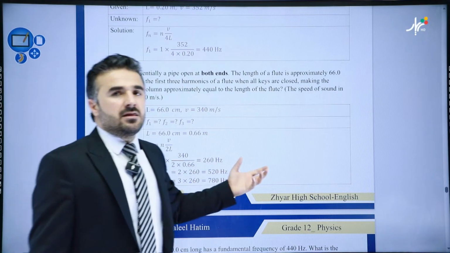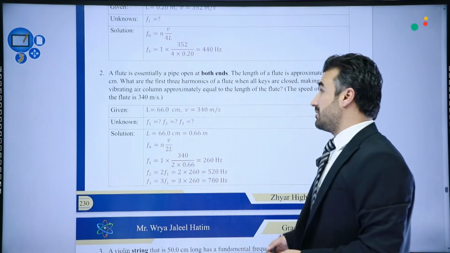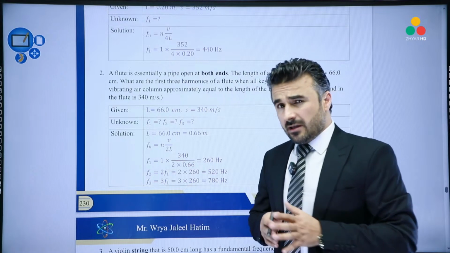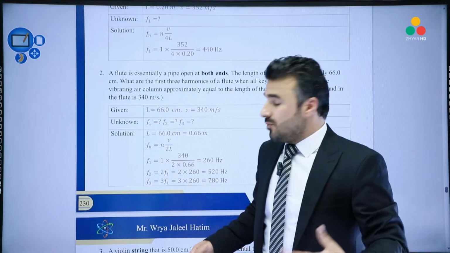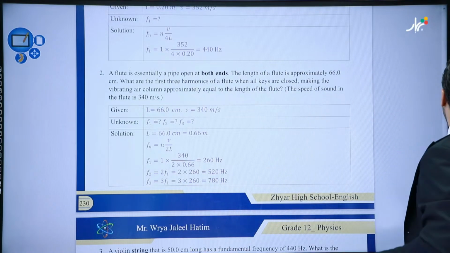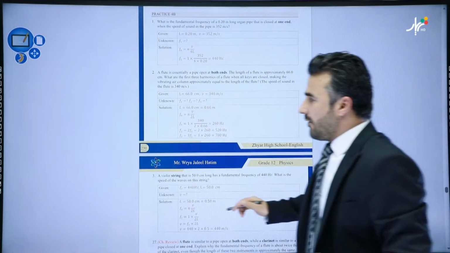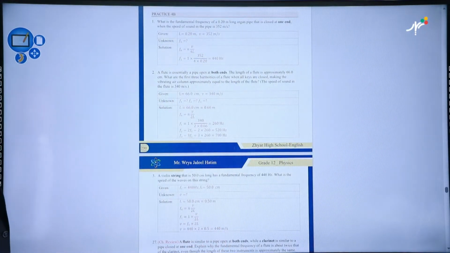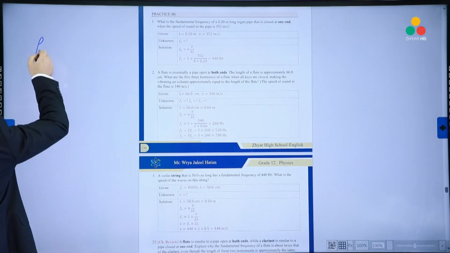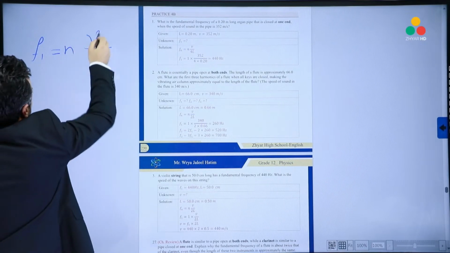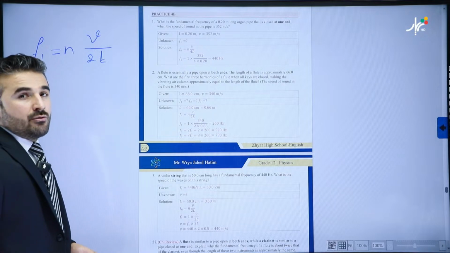So these are, again, the application of the law, but remember, this time we have a pipe that is open at both ends. That is what the flute is considered to be. Once you find the first, or the fundamental frequency, it says the first 3 harmonics. So let's solve this one as well. Let's zoom out a little bit. Remember, what is the equation for a pipe that is open at both ends? F fundamental equals N times V over 2 times the length. Why 2 times the length? Because it is open at both ends here.